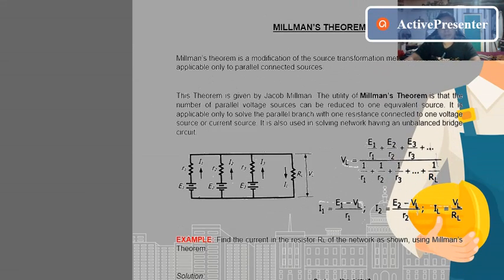For the next topic, we have Millman's theorem. Millman's theorem is a modification of the source transformation method. This method is applicable only to parallel connected sources. This theorem was given by Jacob Millman. The utility of Millman's theorem is that the number of parallel sources can be reduced to one equivalent source.